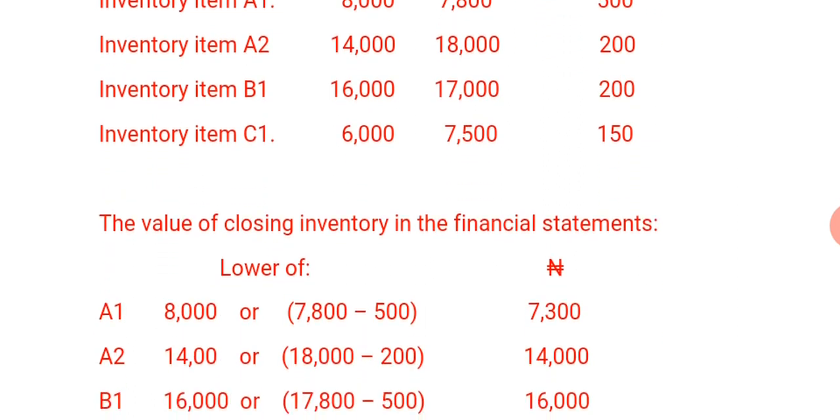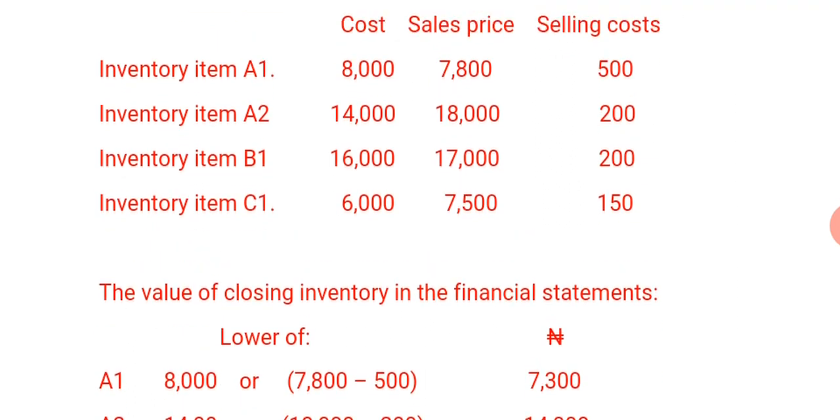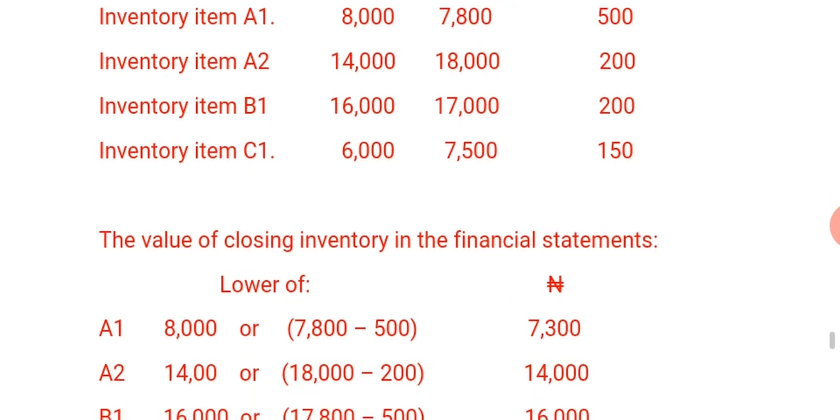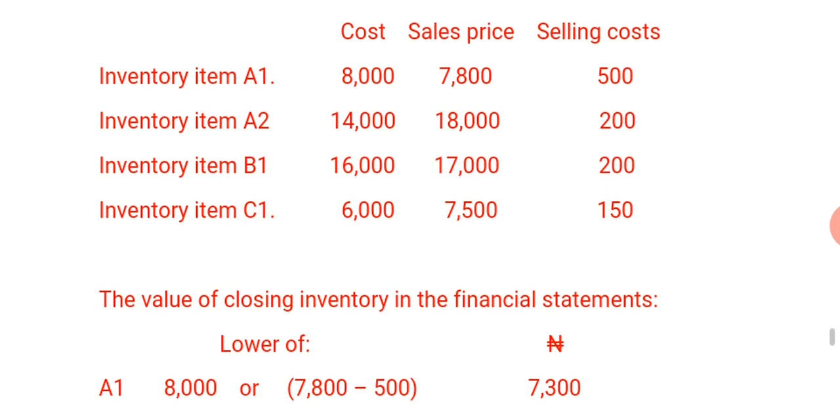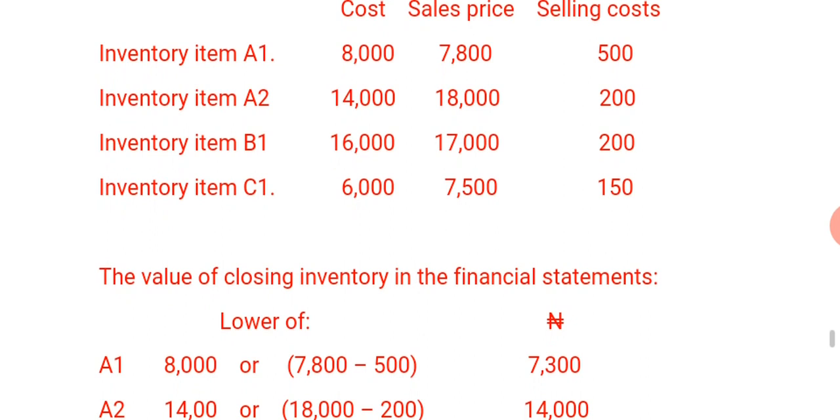So NRV, remember, NRV is the expected selling price less any expected cost of completion or cost necessary to be made for the sale. And now we have the selling cost here and we have the selling price here. Cost is direct, so which is lower? For A1, 8,000 or 7,800 minus 500. Remember, the selling price less selling cost. So which is lower, 7,300 or 8,000? We have 7,300 for A1. So A1 is valued at 7,300.